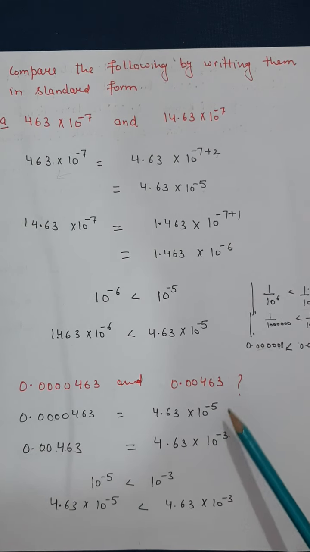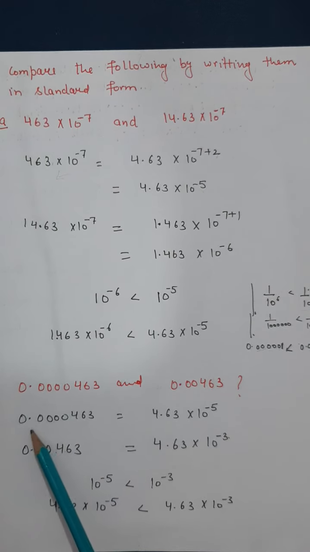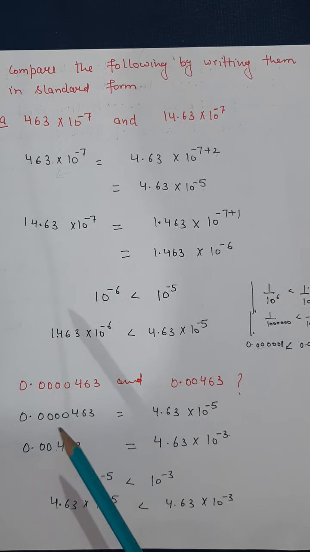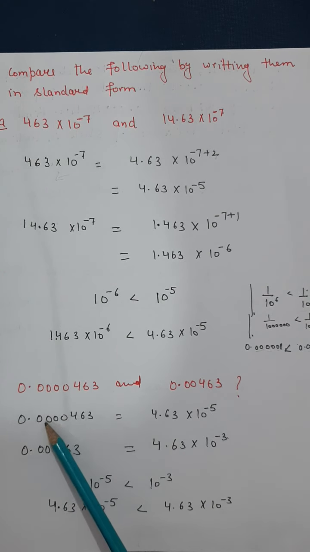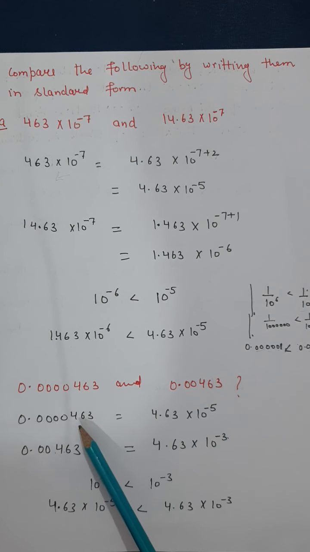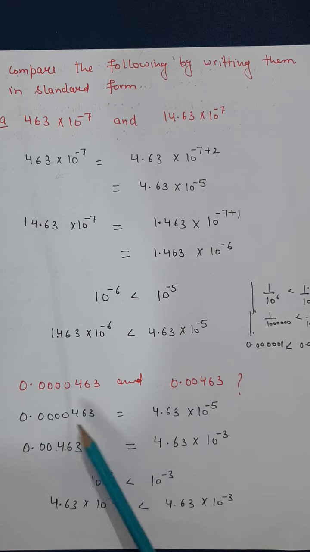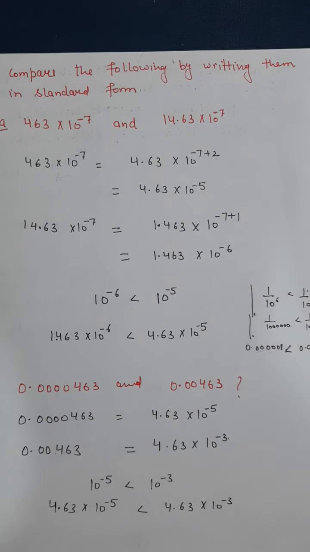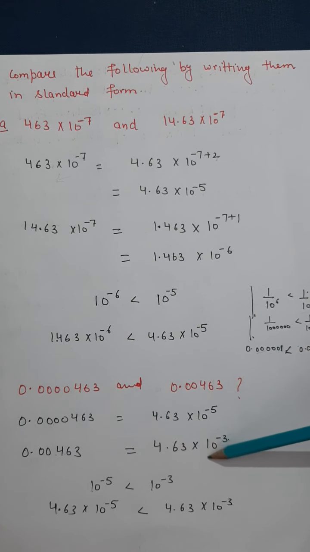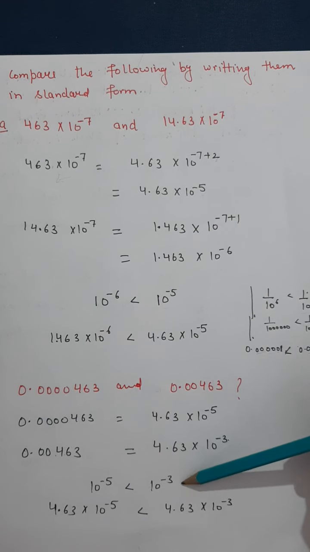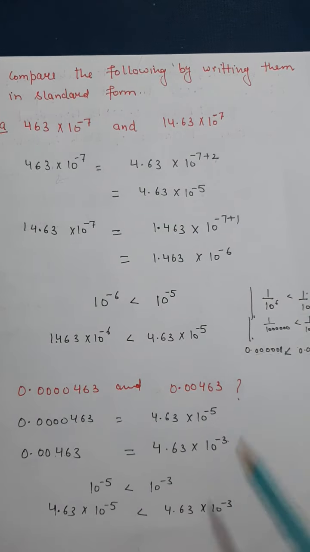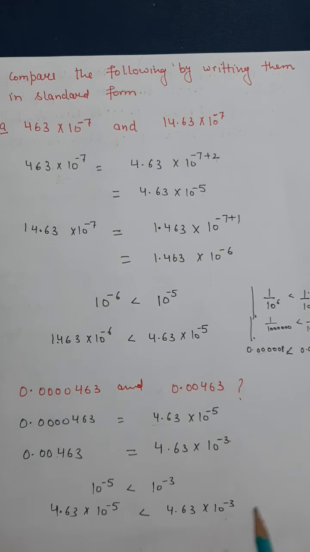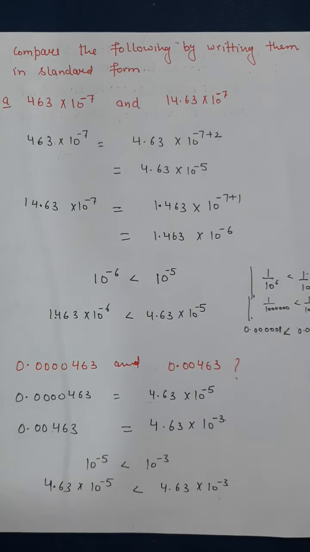Next question, this is one of the examples in your book. 0.0000463, write it into standard form. How many places jump? 1, 2, 3, 4, 5. 5 towards the right side. So it will be 10 power minus 5. It will be 10 power minus 3. Okay. Now again this power will be bigger, this number will be bigger. 10 raised to power minus 3, this will be smaller. Okay. So we will multiply the required numbers with them. And this side will be greater. I hope this is clear to you.